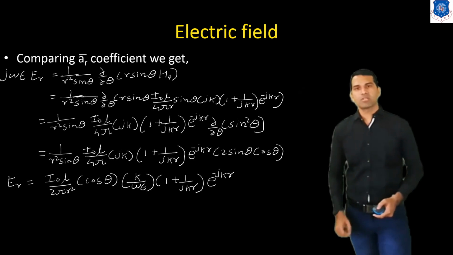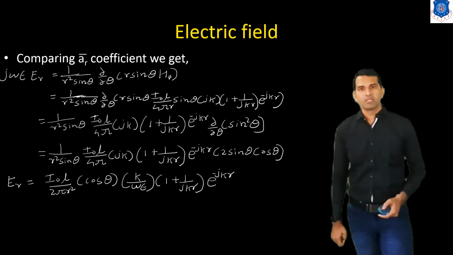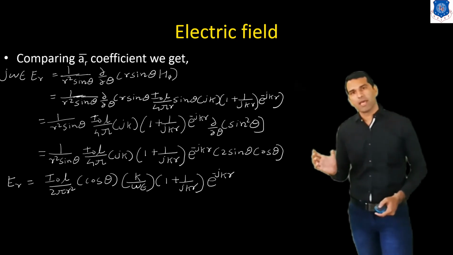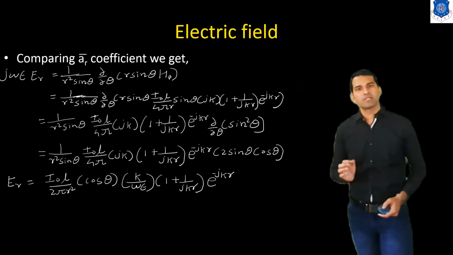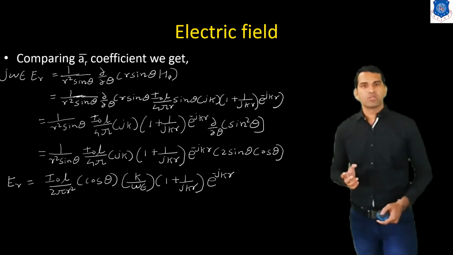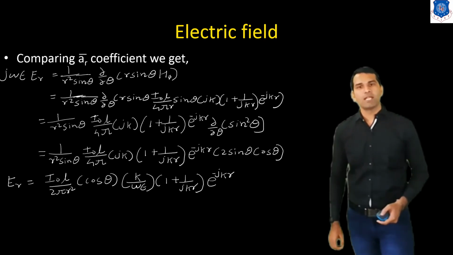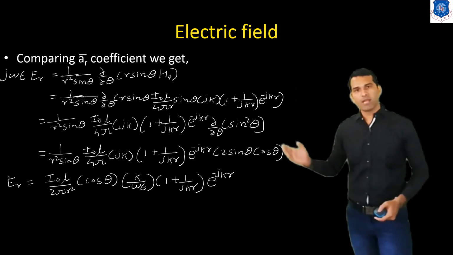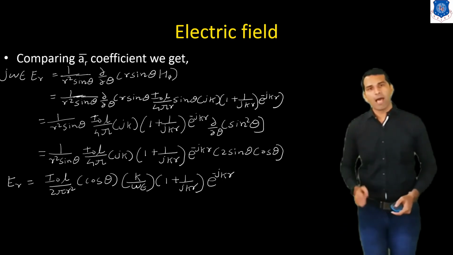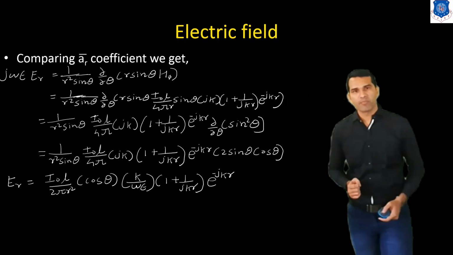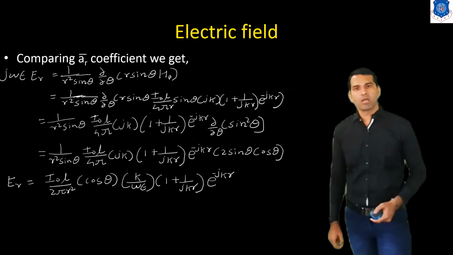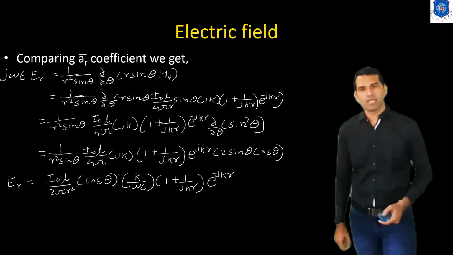So now we solve this equation. 1 upon r square sin theta, I0 L upon 4 pi, jk (1 plus 1 upon jkr) e raised to minus jkr is common, and in the derivation we have del by del theta of sin square theta. We know how to solve this derivation: the derivative of sin square theta is 2 sin theta into cos theta. So when we solve this equation, we get the electric field component E_r equals I0 L upon 2 pi r square cos theta, k upon omega epsilon, (1 plus 1 upon jkr) e raised to minus jkr.